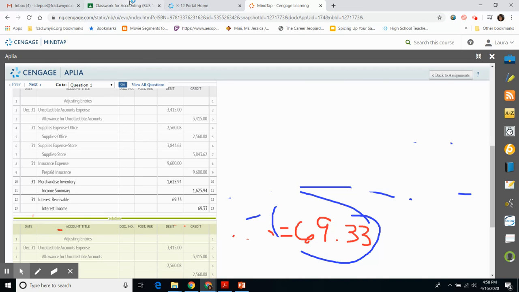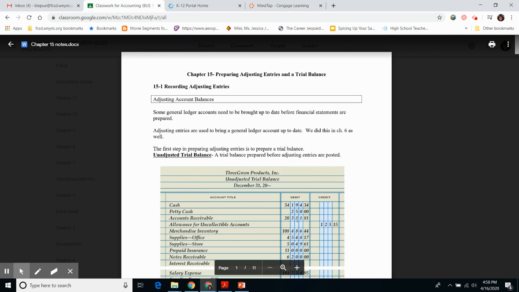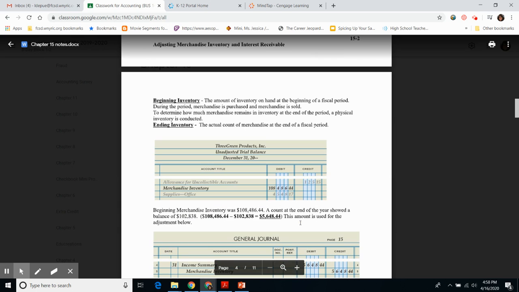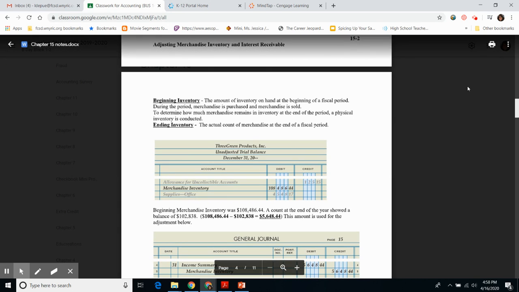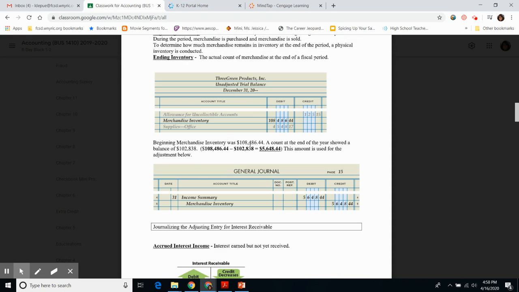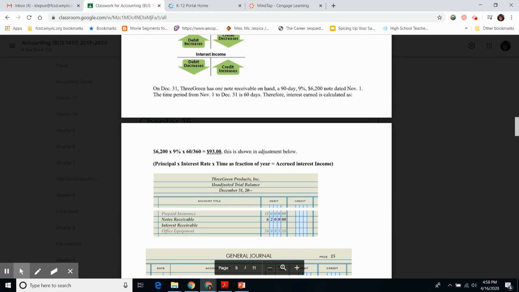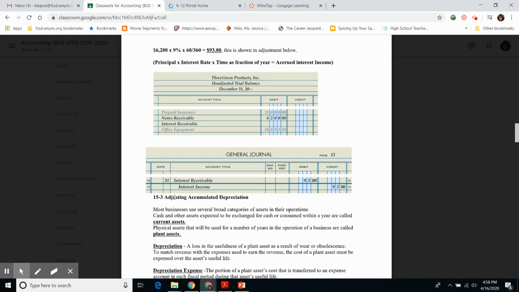So again, if you go back into the Chapter 15 notes and you scroll down to the 15-2 section, remember this is a Word document, so it doesn't look very nice in Google Docs. You can open it up as a doc if you would like to. This shows the merchandise inventory, and then down below is the notes receivable. So I give you the formula here and how to figure that all out. And the journal entry is right here in your notes.